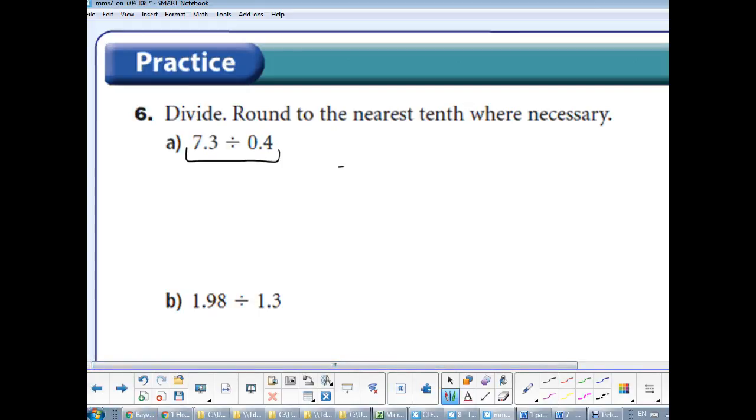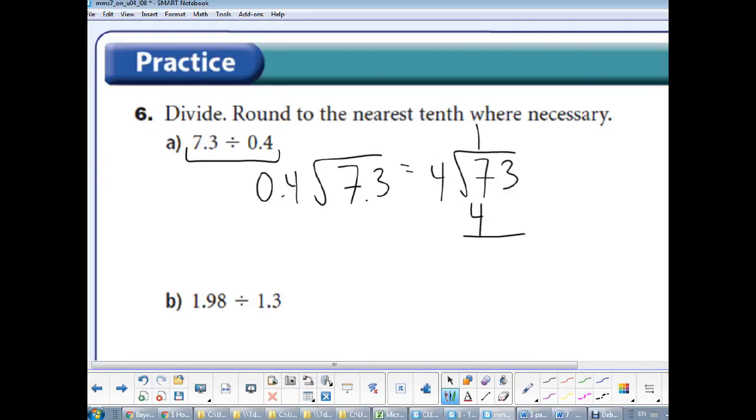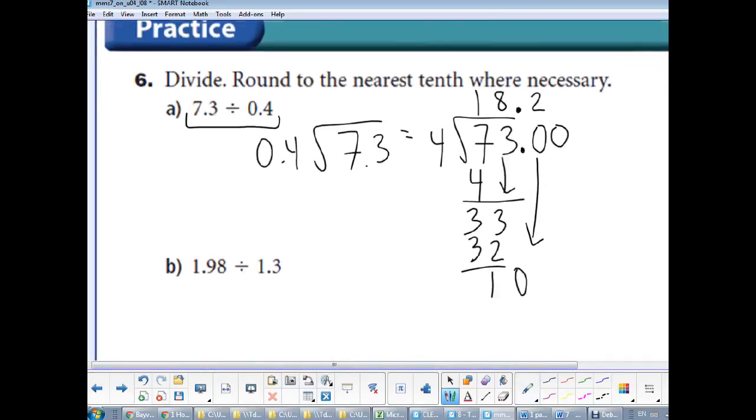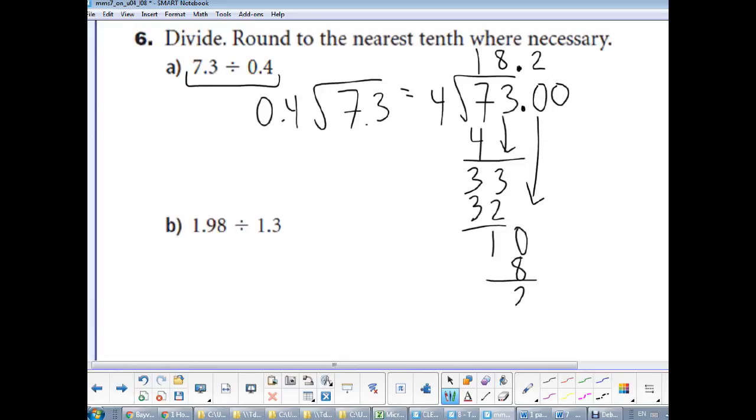So let's look at 6a, 7.3 divided by 0.4 changes into 73 divided by 4. 4 goes into 7 1 time, which is 4. Leaves us with 3. Bring down the 3. 33. 4 goes into 33 8 times, which is 32. Now we add a decimal, and we put the decimal above, and we add another couple zeros. Bring down 1 0. 4 goes into 10 2 times, which leaves us with 8. And 2 left over. Bring down the other 0. 4 goes into 20 5 times exactly.